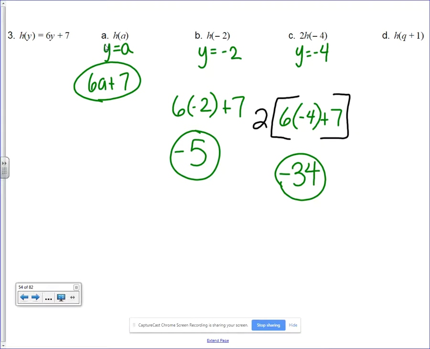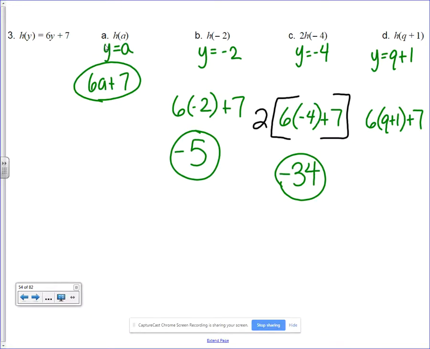All right. So now this one looks a little bit different. What do I know in letter D? The y is q plus 1. So I'm going to take out the q plus 1. I'm going to take out the y, and I'm going to put in q plus 1. What will that look like? How's that looking for everybody?